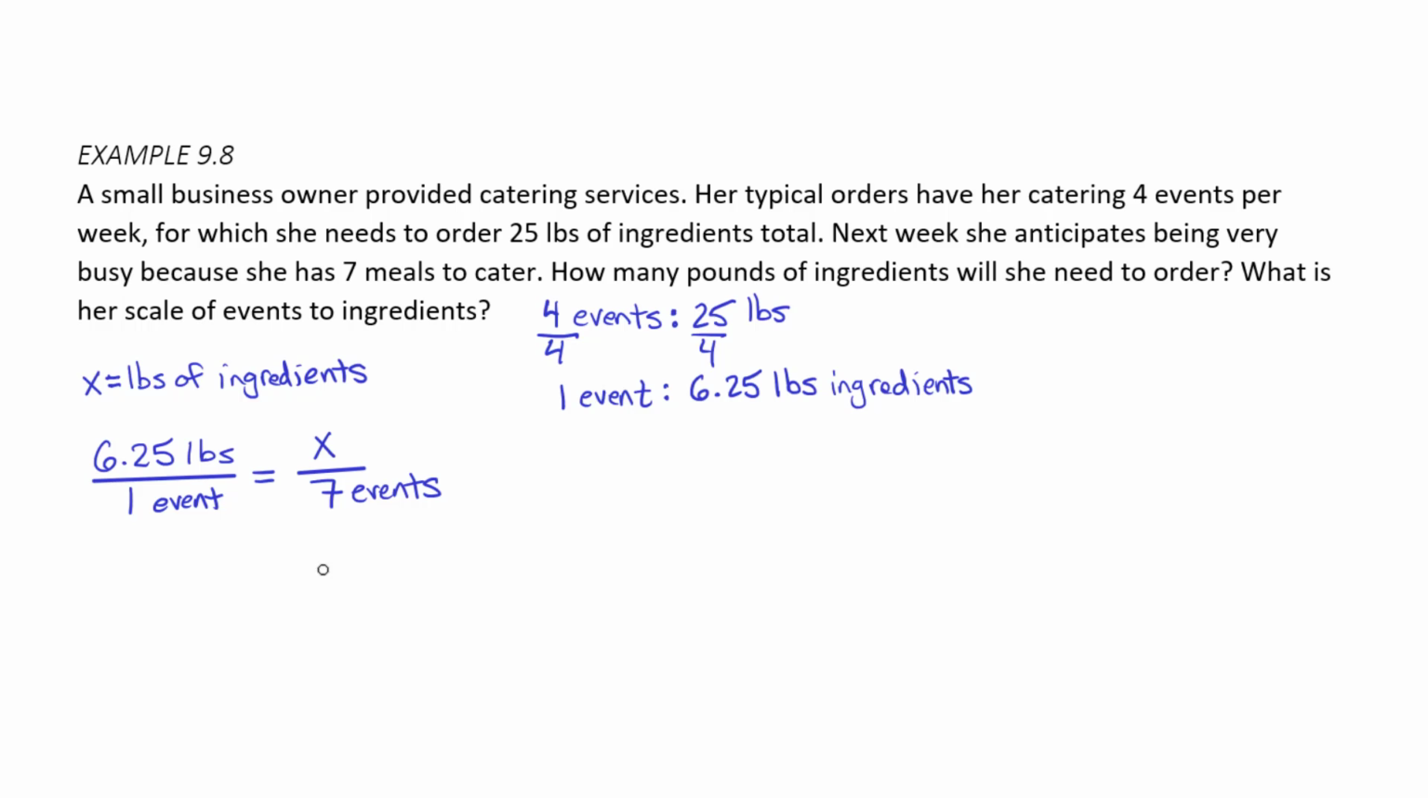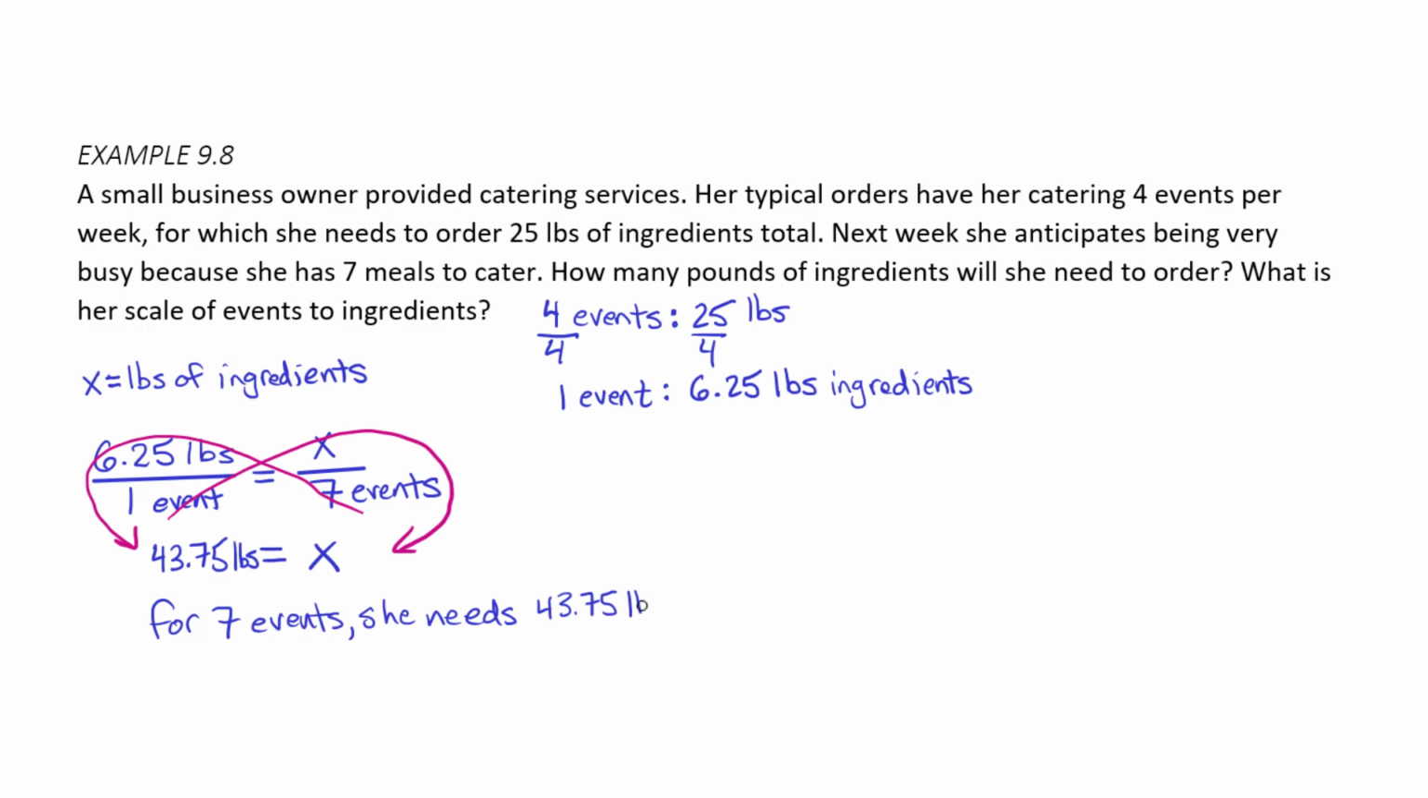Because since we have 1 event in the denominator on the left-hand side, that's 1 times X, so we get X cross multiplying this way. And cross multiplying this way, we get 6.25 times 7. What that equals is 43.75 pounds. So the events actually cancel out, and you're left with pounds. So for 7 events, she needs 43.75 pounds of ingredients.